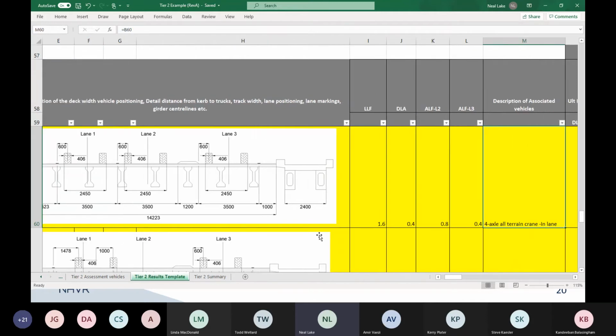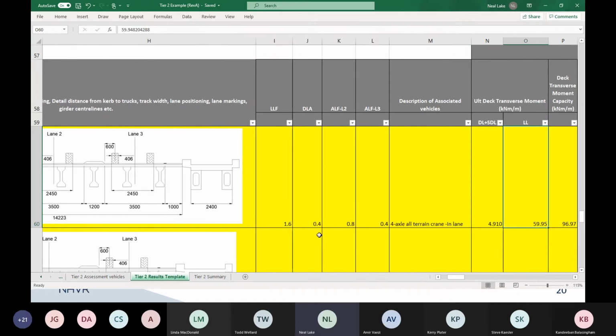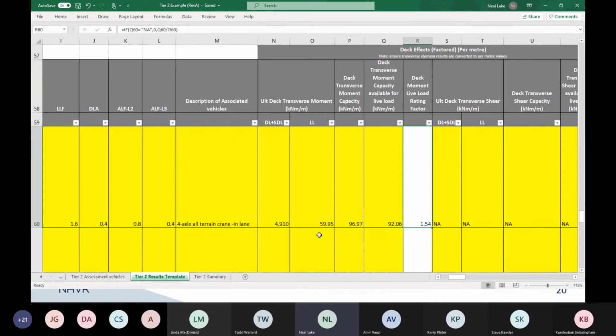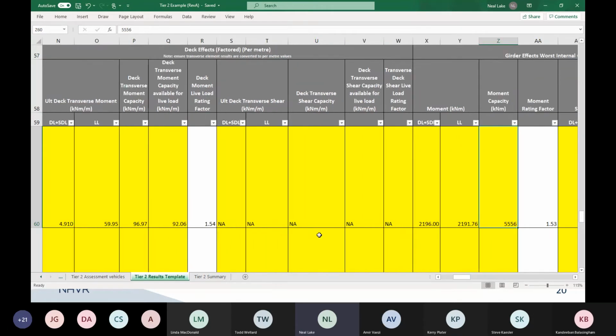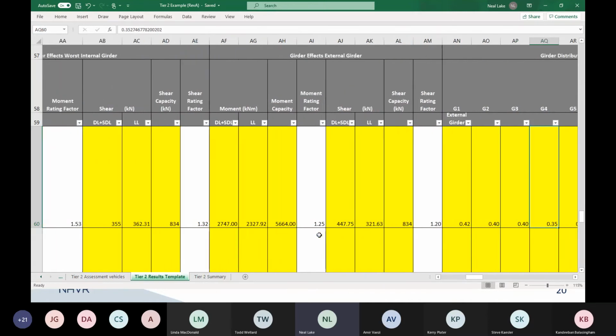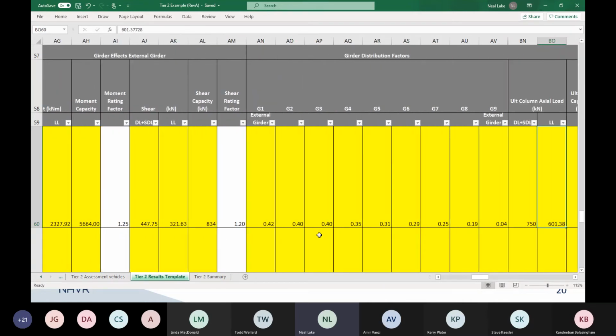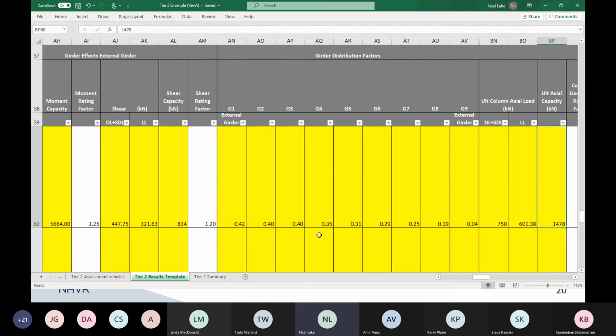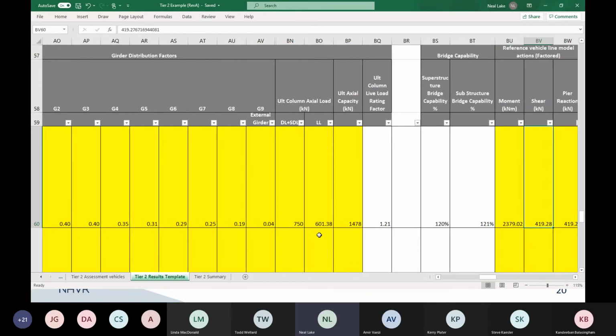You can see live load factors, dynamic load allowances, associated lane factors are all recorded. And then we get into actually recording what the load action effects were and also what the capacity calculation was. And we can get into exactly what the rating factors are for each of the elements. So we've got the deck and we've got the girders and we've got internal girders, external girders. I've got in here girder distribution factors. We wouldn't include that in a typical template. Some stuff about the substructure.